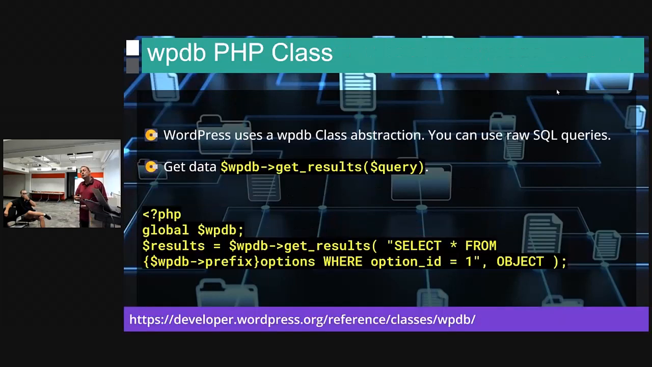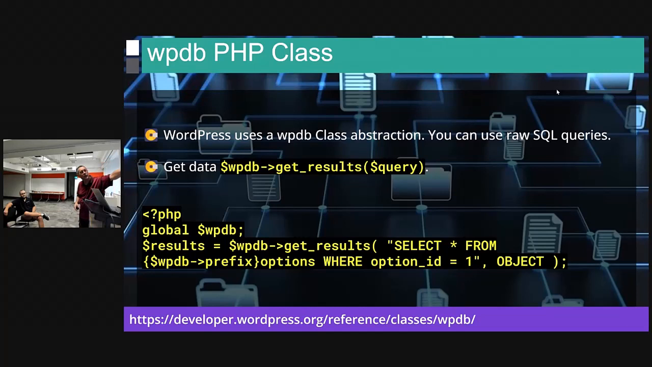WordPress kind of abstracts that, or puts a layer over the top of SQL language, and it's called the WPDB PHP class. You can still use raw SQL queries, but it manages the job for you. So you don't have to use SQL all the time. So here's an example of getting data. So you've got your WordPress WPDB class, and then the little arrow, which means it's a method. So get_results, and you've got your query in there.